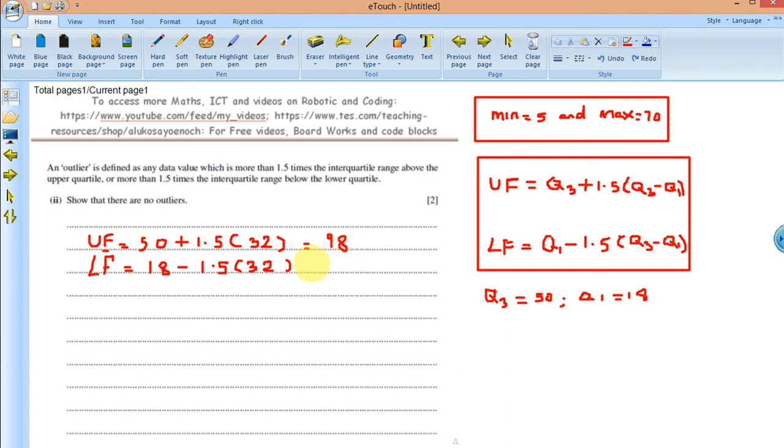Okay. So 98 is not part of the data, because this is the minimum 5 and this is the maximum 70. Since there is no data that is greater than 98, that indicates there is no outlier there. Then let's go ahead and see the lower fence, if there's any data in that range. So that is 18 minus 1.5 into 32. And there is no data that is minus 30, so that means there are no outliers.